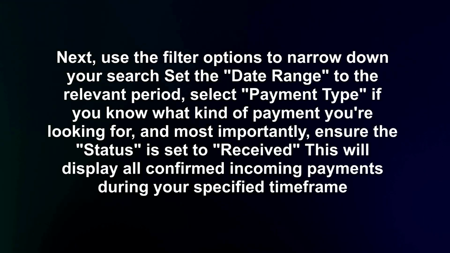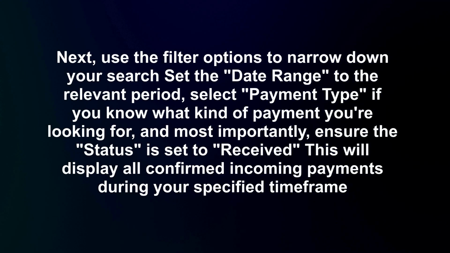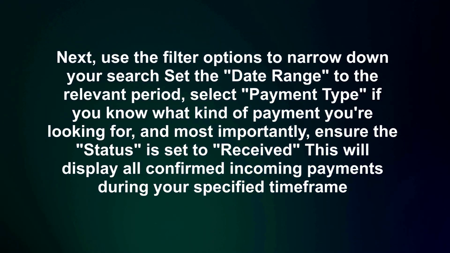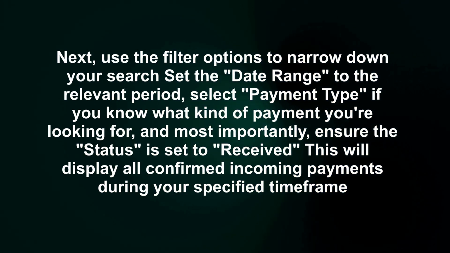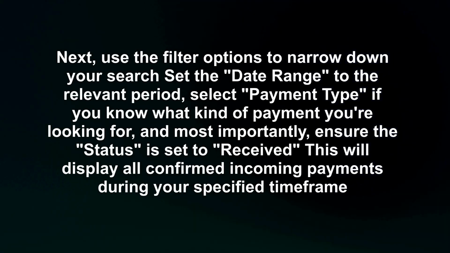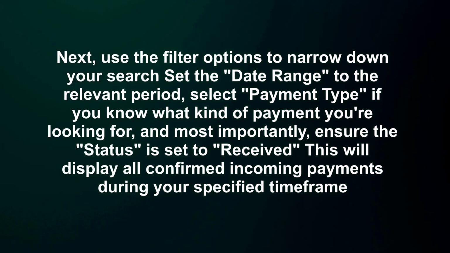Next, use the filter options to narrow down your search. Set the date range to the relevant period. Select payment type if you know what kind of payment you're looking for. And most importantly, ensure the status is set to receive. This will display all confirmed incoming payments during your specified time frame.